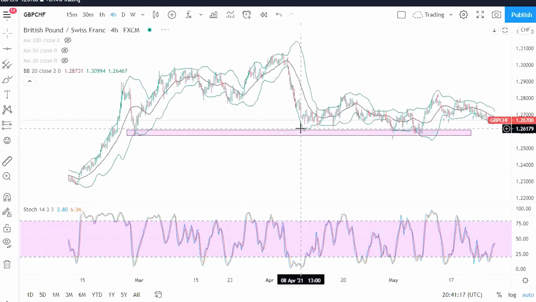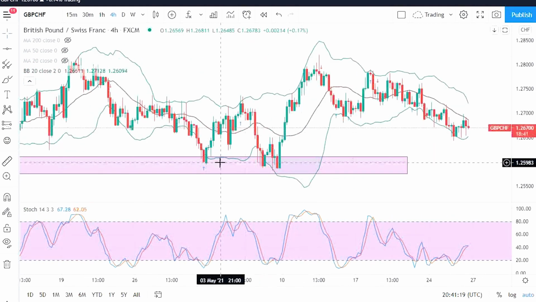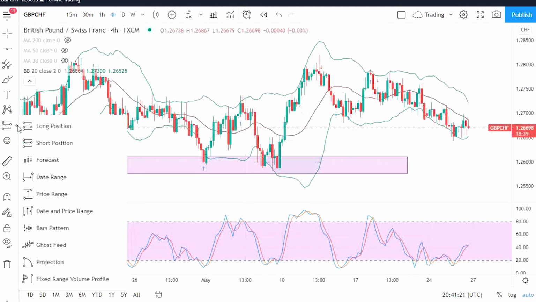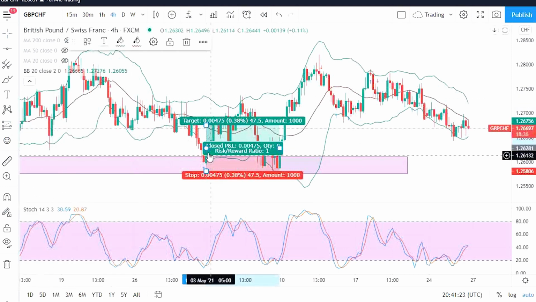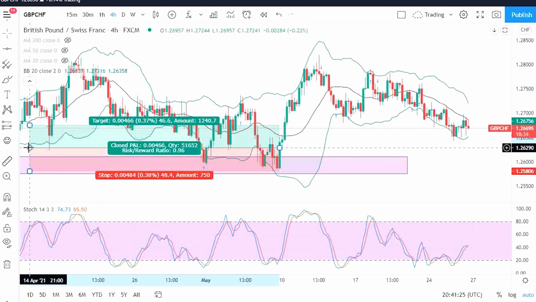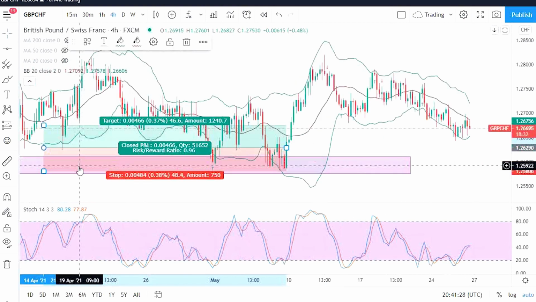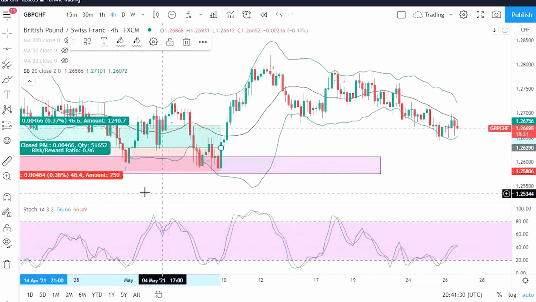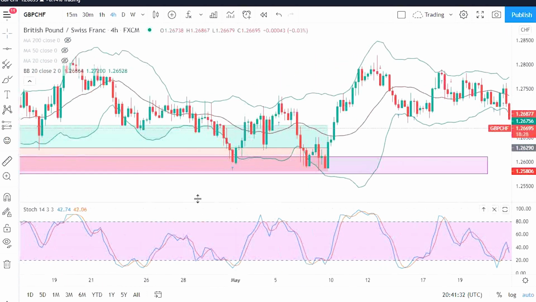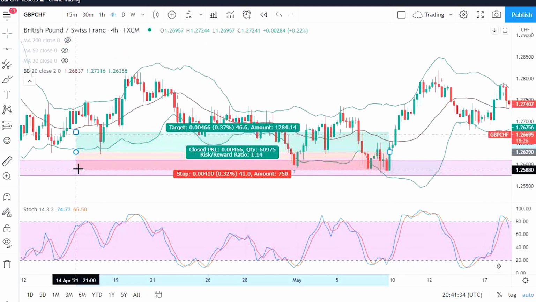All right. Here we have this one. I would have set my stop loss below those with a little bit of room. That's 40 pips.